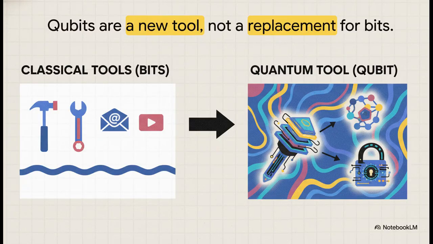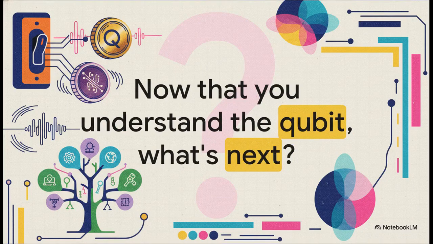And that's really the main takeaway from this whole thing. Qubits aren't here to replace the bits in your phone. They're an entirely new kind of tool, designed to solve a specific class of problems that are, for all practical purposes, impossible for even the biggest classical supercomputers. So there you have it. We've gone from a simple light switch to a spinning coin that holds the key to solving some of humanity's biggest challenges. Understanding the qubit is the very first step into a much larger, weirder, and way more wonderful quantum world. Now that you know the secret, what do you think we'll be able to build with it?